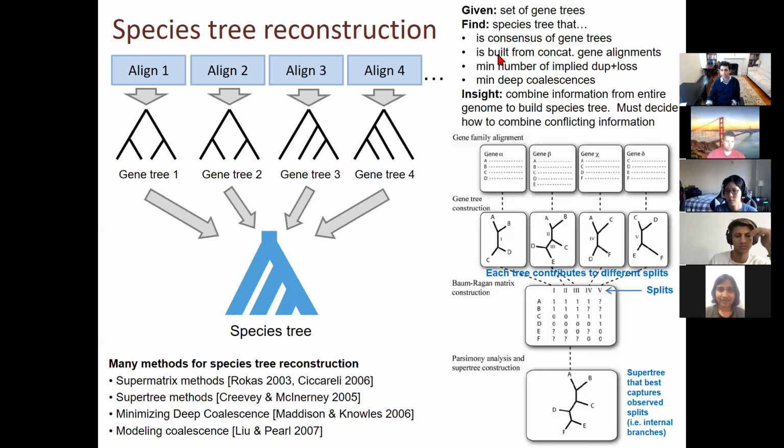And another one is to simply concatenate the gene alignments. Instead of having one tree here and one tree here and one tree here and one tree here, I could just concatenate all the alignments and build a single tree, perhaps with some bootstrapping to understand the variability of that tree, or build on the minimum number of implied duplications and losses.